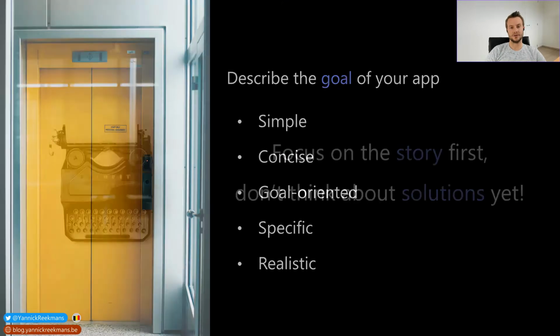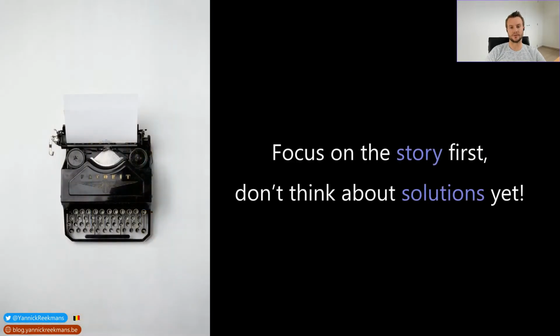And once you've got a goal, focus on the story first. Start by creating some user stories, some focused texts that tell you or help you build this application. Describe what it needs to do, in what scenarios, where it has to be available, and don't really think about the solutions yet. Solutions will come later. You first need to have a clear vision of what you want to achieve.